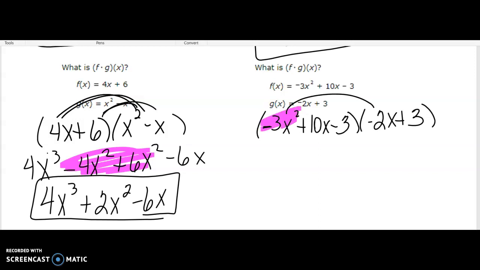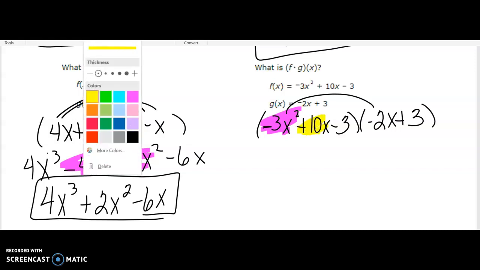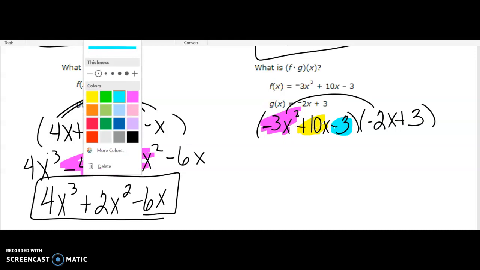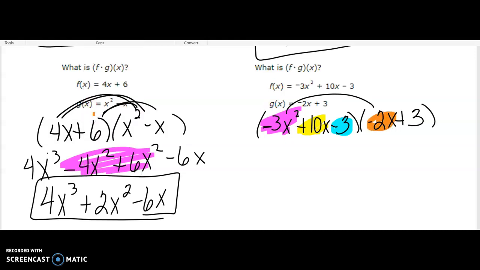There are 3 terms in the first parenthesis. There are 2 terms in the second parenthesis. If you have 3 and 2 and you're distributing, that means that you're going to be multiplying 6 times because 3 times 2 is 6.